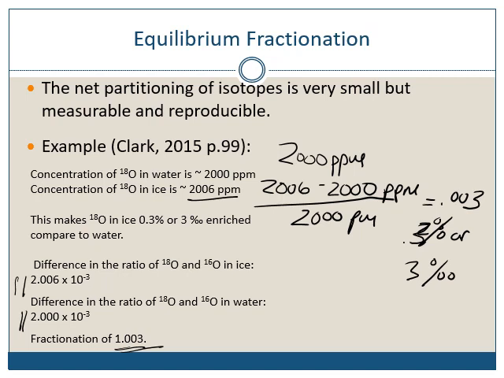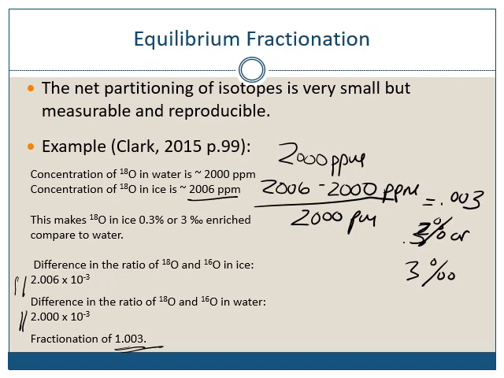If we look at the difference, that's 6 ppm, and divide through by the concentration in water of 2,000 ppm, we get an answer of 0.003 or 0.3%, or we can convert that into per mils as a 3 per mil enrichment of the O18 in ice compared to that of water. So for ice, we have slightly more O18. It's enriched in O18 compared to water.